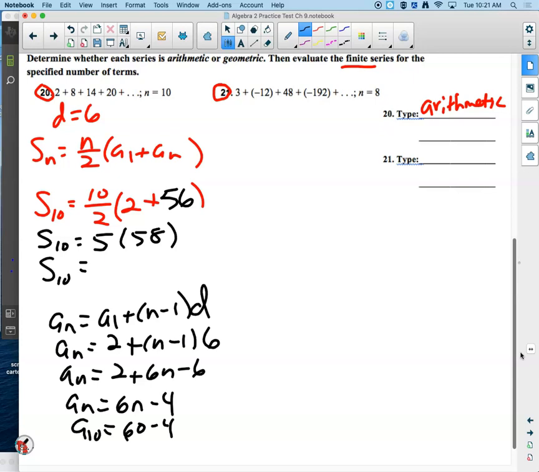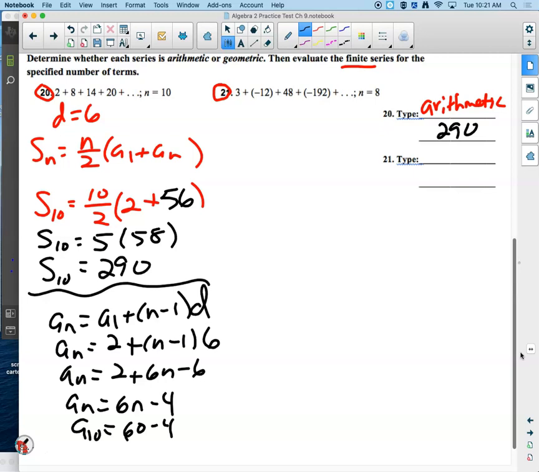Somebody punch in already? 290. Again, probably one of the tougher problems, students would say, and not necessarily tough. It's just making sure that you find everything that needs to go in the formula. Well, if that one's arithmetic, I highly doubt that the next one's going to be arithmetic, right?